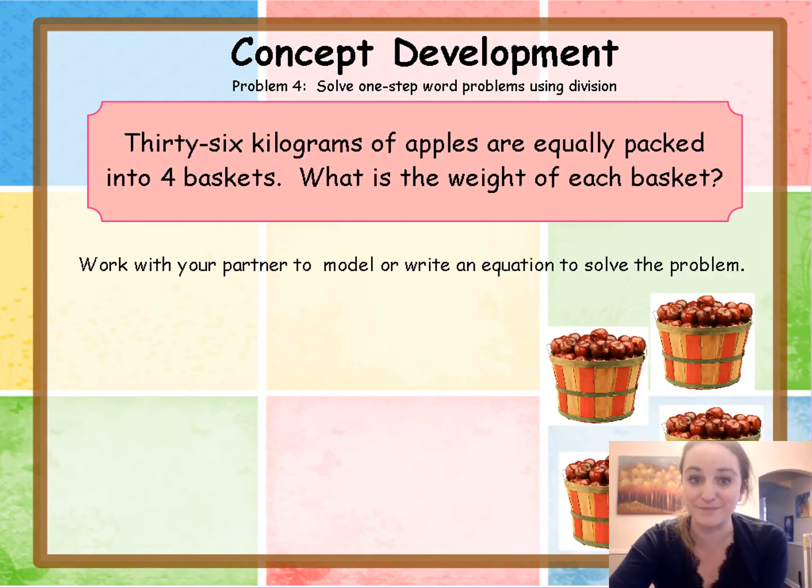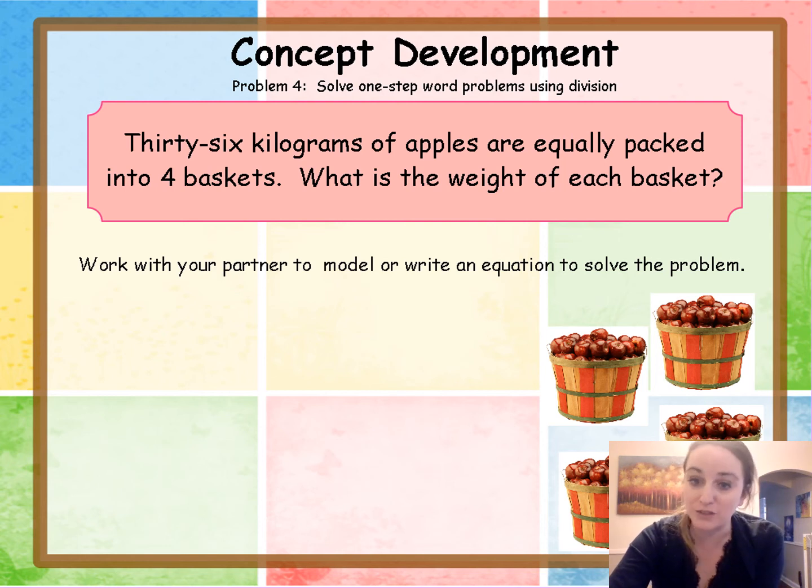Let's do another one. 36 kilograms of apples are equally packed into 4 baskets. What is the weight of each basket? Let's discuss this and think of an equation to solve. 36 kilograms is going to be our total. Remember, a division sentence always has the total first. Now, they are equally packed into 4 baskets. That means that we have 4 groups, and we're searching for the size of each. So now we can think 36 divided by 4.